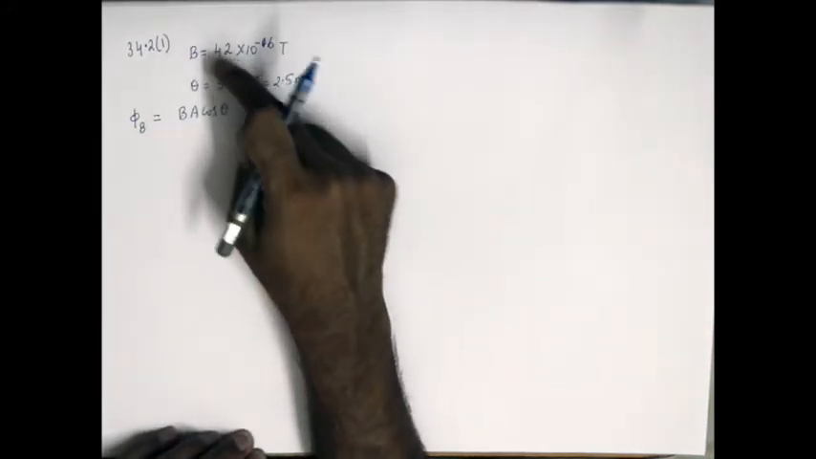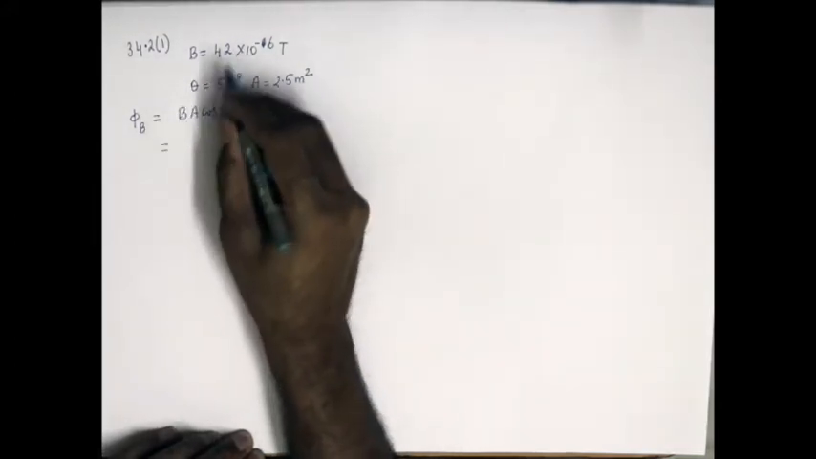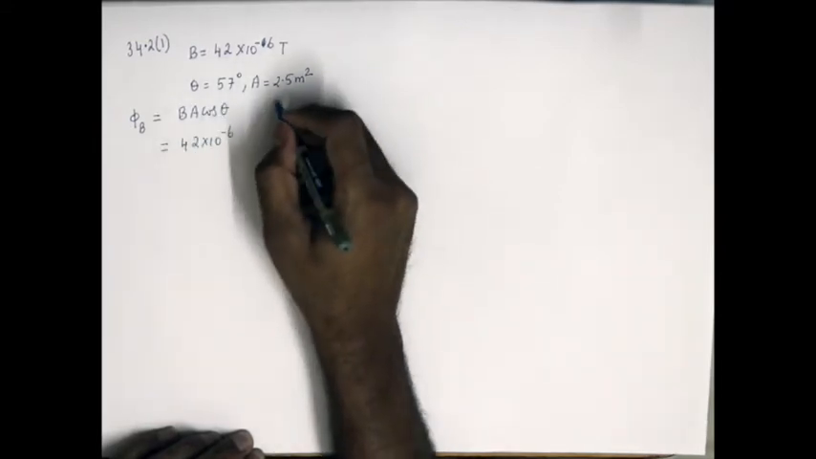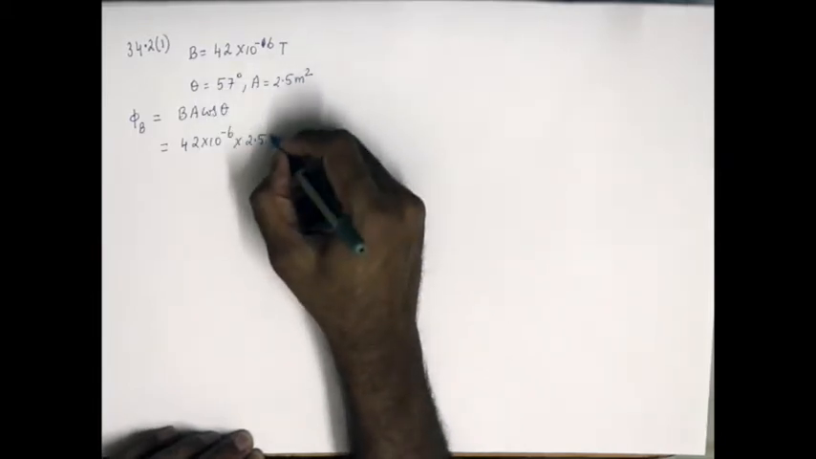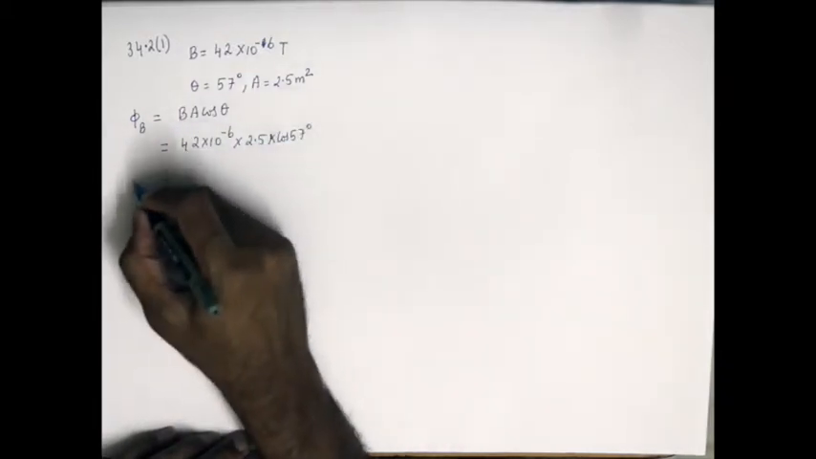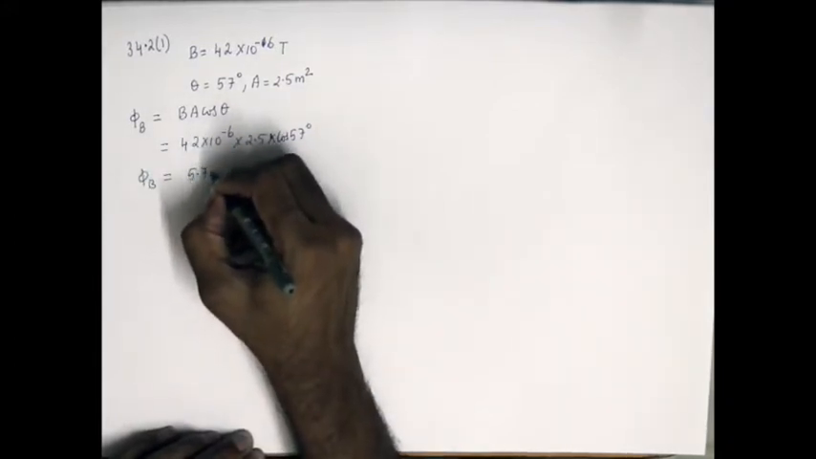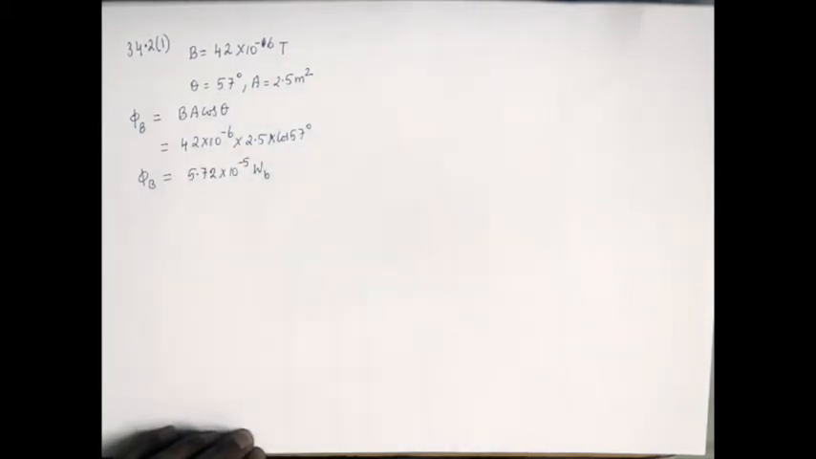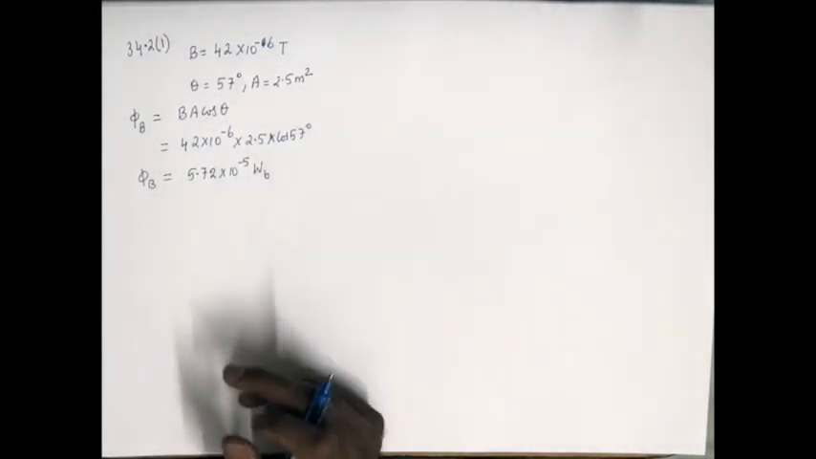Now we have B, A, theta value. Let us substitute the theta value into this and also B and A. We have 42 into 10 to the power minus 6, area is 2.5 and cos 57 degrees. Now if you simplify this using a calculator, you will get 5.72 into 10 to the power minus 5 Weber. 1 Weber is equal to 1 Tesla per meter square.